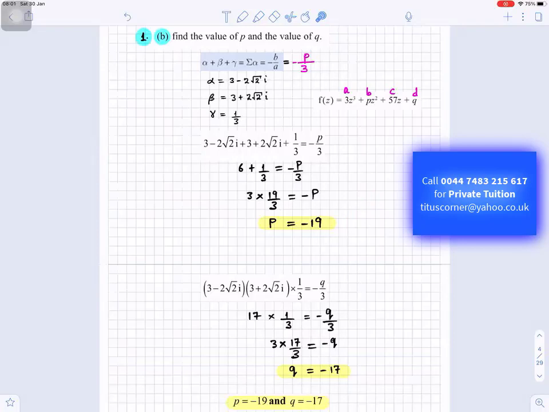And the next one we use product. Alpha times beta times gamma is equal to minus Q over 3. If you put all of that in your calculator, if you put alpha times beta, you get 17 times 1 over 3, which will give you 17. And then you times by a minus, so Q would be minus 17. So your two answers are P is minus 19 and Q is minus 17.